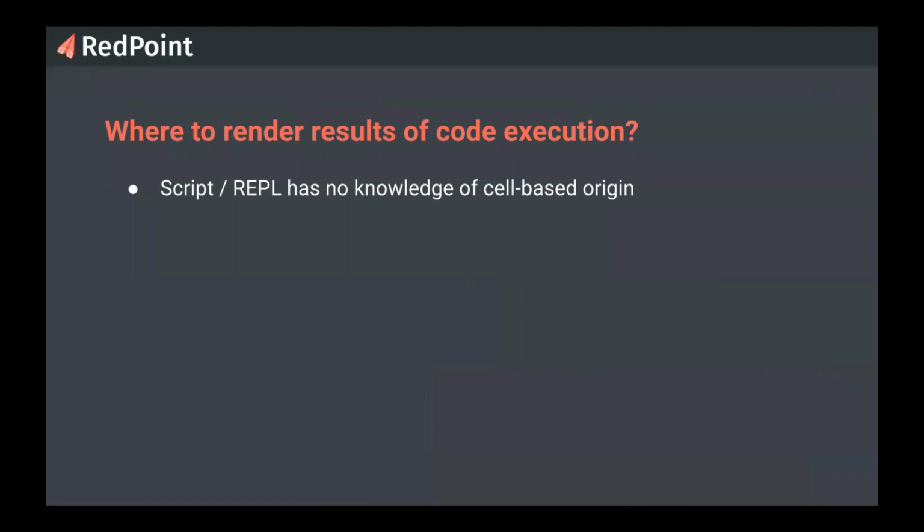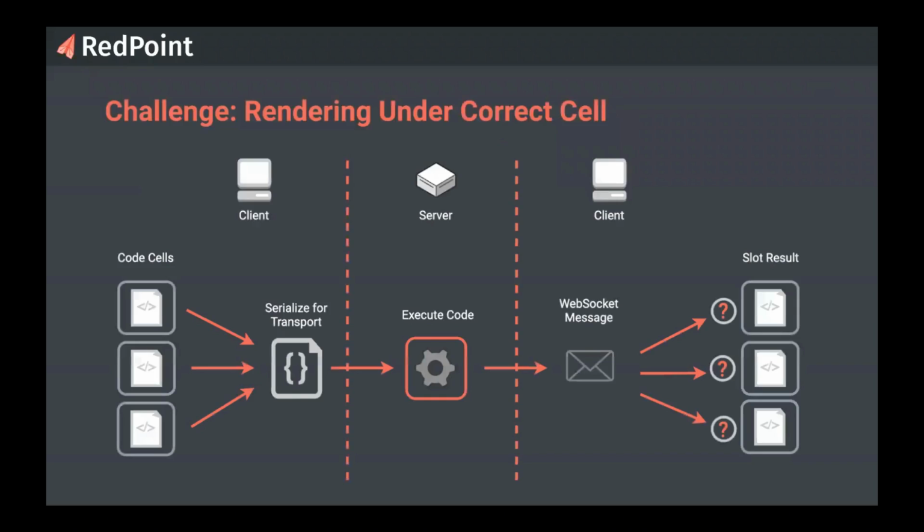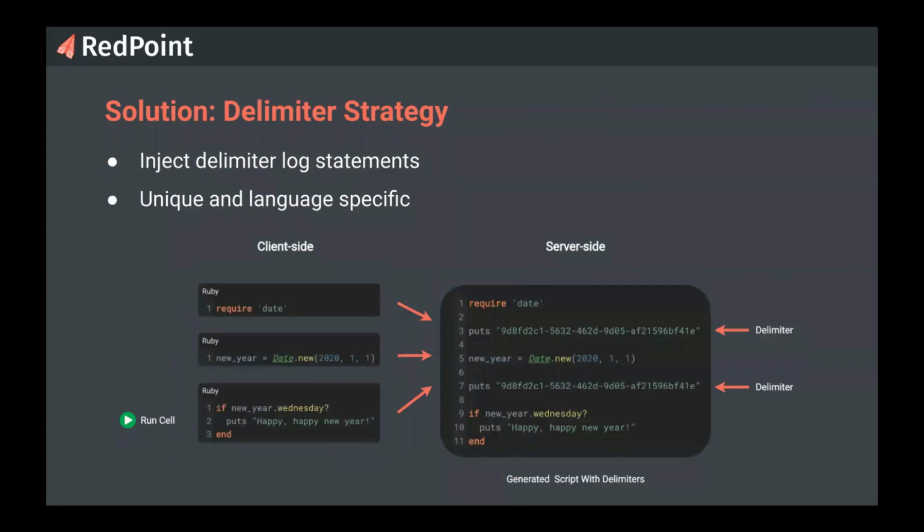So then finally, one of the challenges here was how do we know which cell was responsible for some output, since when the user submits their code to the server, we assemble one single script and listen to standard out, standard error. We parse the return value. We no longer have any notion of that cell-based origin. So to determine where some WebSocket message and its data should be rendered, we implemented a delimiter strategy.